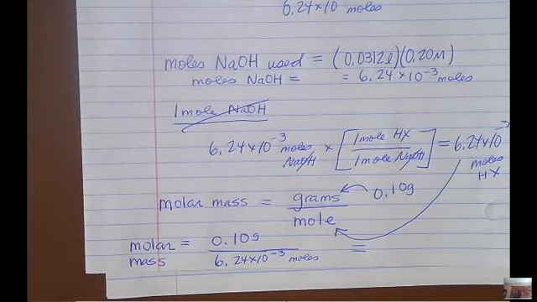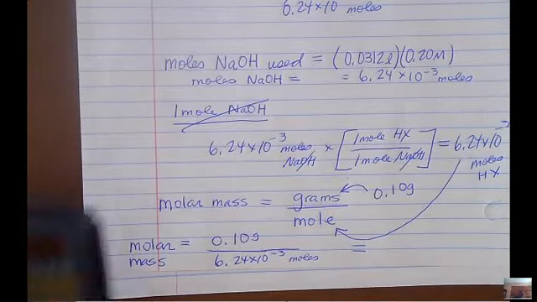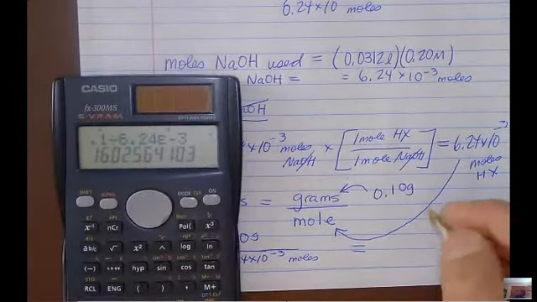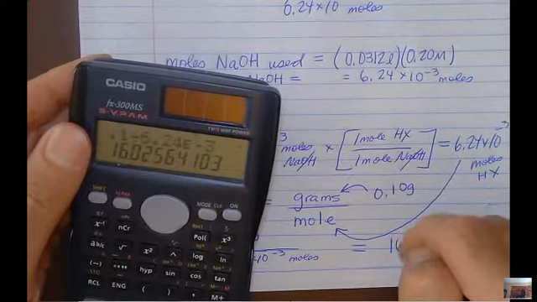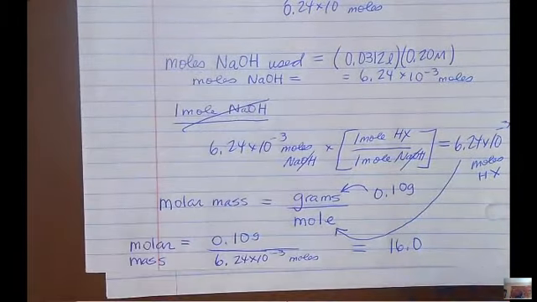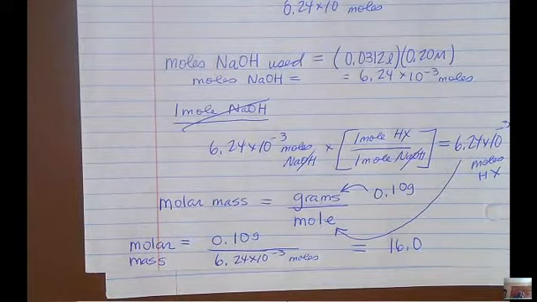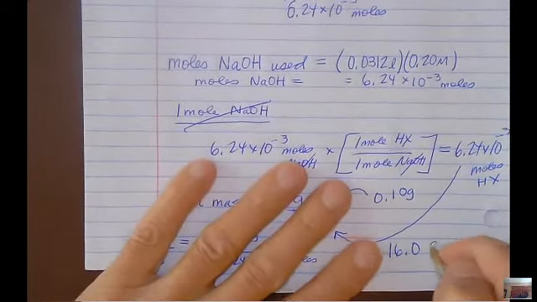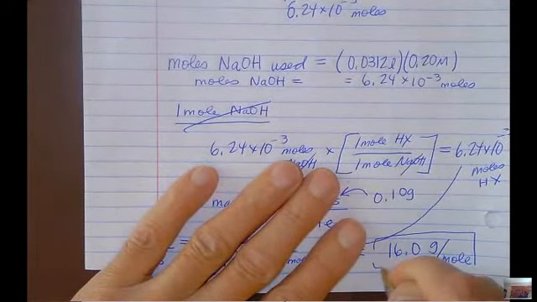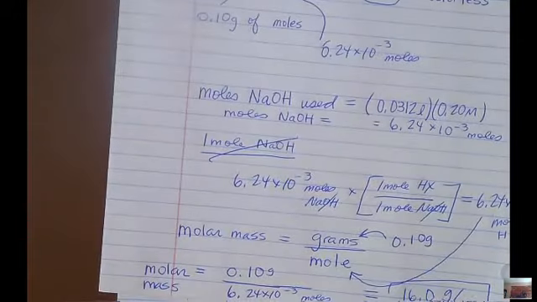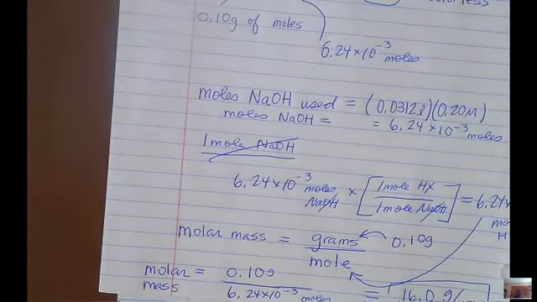Let's see. So 0.1 divided by 6.24 E minus 3. I got the molar mass of this guy is 16.0. A little small. It would have to be a very, very small acid. Okay, very light acid. We know it has one H on it. Let's take a look at the periodic table to see if we can make a guess.